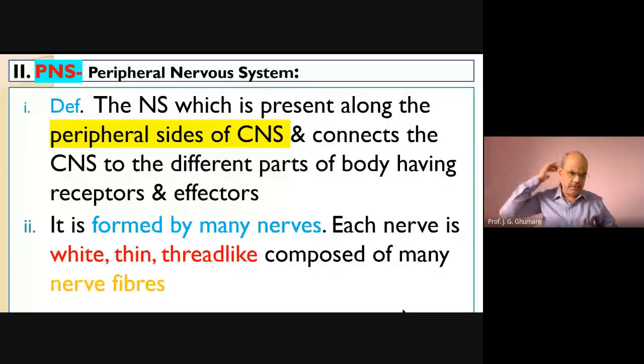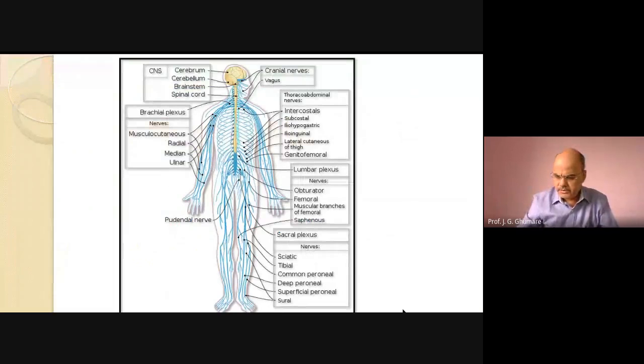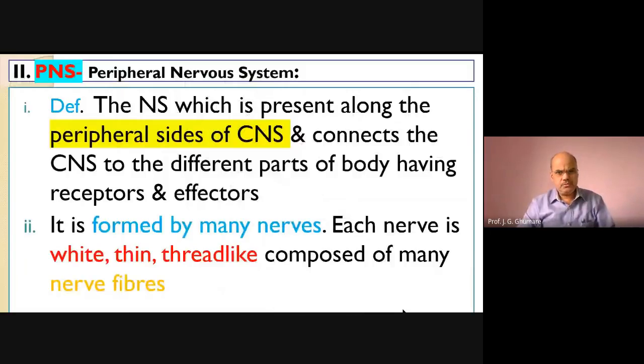And this peripheral nervous system, the name gives the meaning. The nervous system present along the peripheral side of the central nervous system. So this is the central nervous system in the center, and toward the side we'll have the peripheral nervous system. I'll repeat: the nervous system present along the peripheral side of the central nervous system is the one which will connect the central nervous system with the different parts of the body.